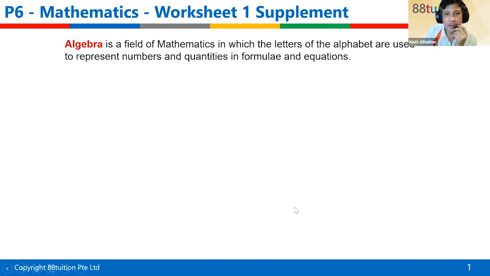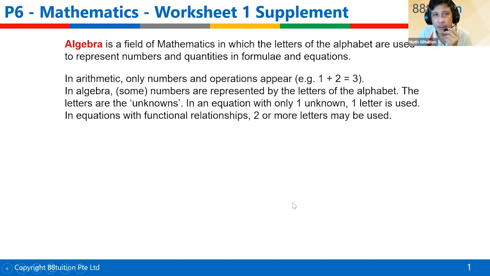Now, of course, in arithmetic, we only make use of numbers. So all the way up to primary 5, when you form equations, for example, 2 times 3 plus 4, all these are just numbers. In arithmetic, you only see numbers and the plus, the minus, the times, the divide, and so on. But in algebra, some of the numbers are represented by letters, and these are called the unknowns. Now, some of these equations actually have functional relationships.